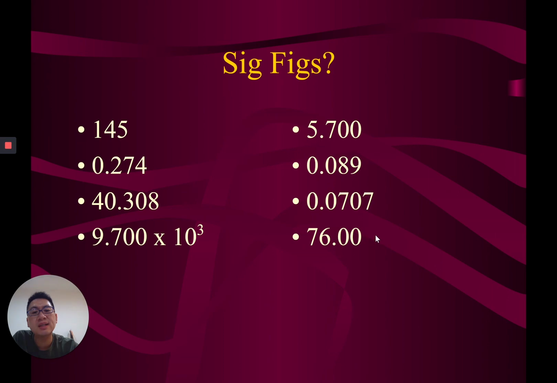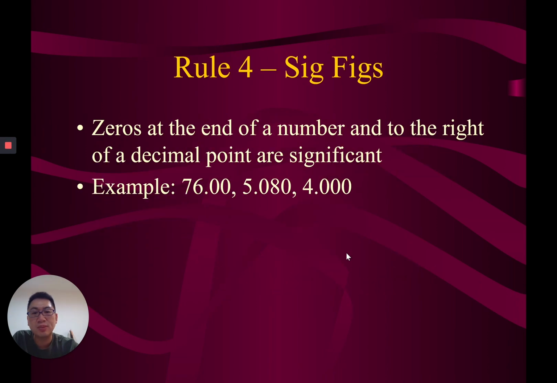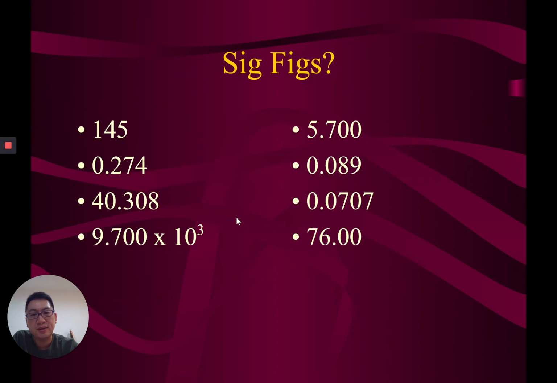And the last one is 4 sig figs because of zeros at the end of the number and to the right of the decimal point. It has to be to the right of the decimal point and at the end of the number. So 76.00 is 4 significant figures.